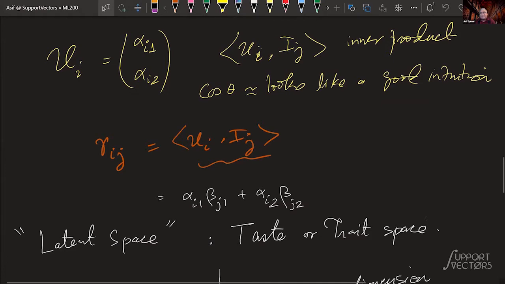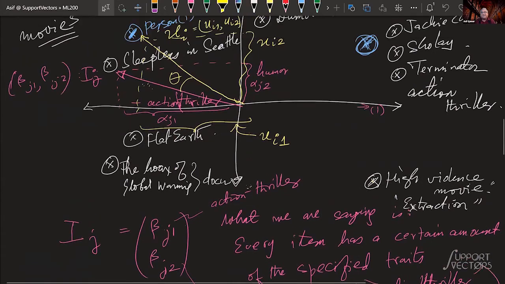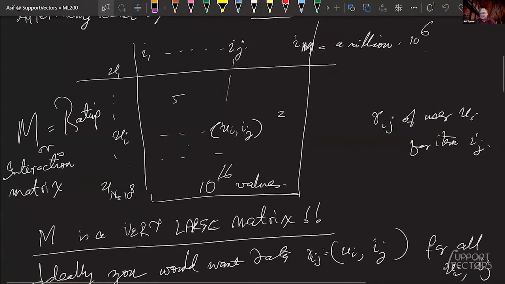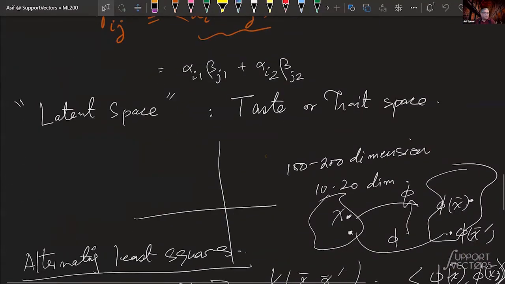Right? So this hidden space of taste or traits, the more formal word mathematicians use is latent space. Latent means hidden. Your matrix is the obvious data. This is transactional data. But you're hypothesizing that the reason people buy things or engage with certain items or watch certain movies is because items have certain traits and users have certain degree of taste for each of those traits. And so you have a latent space, not just 2 dimensions, but typically 10 or 20 dimensions or 100 or 200 dimensions, which are true representative of the item.